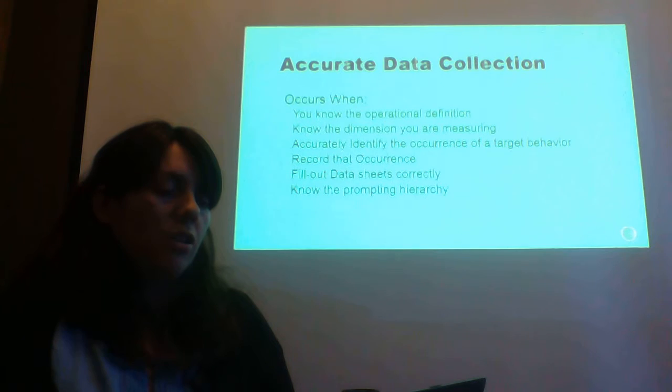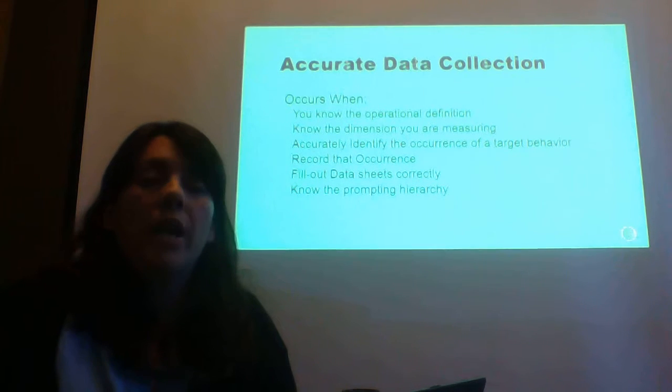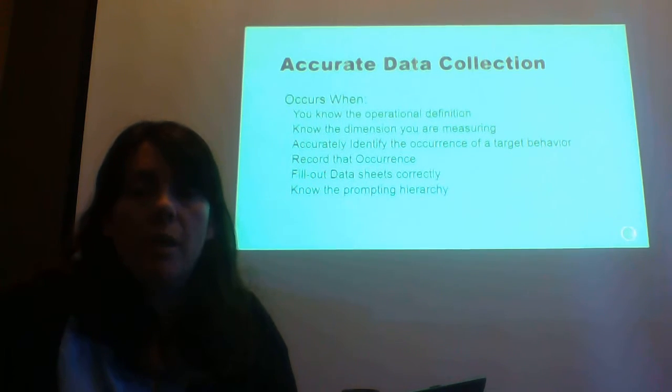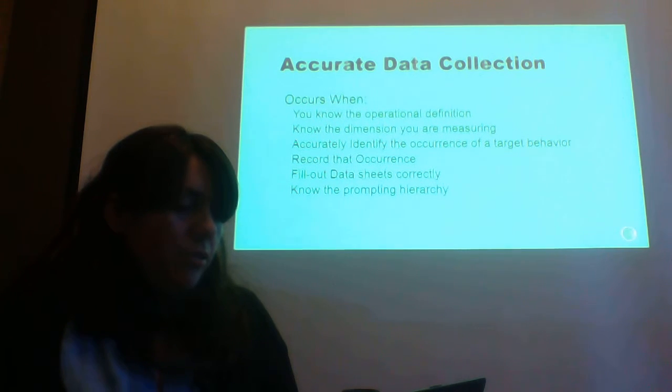Accurate data collection also occurs when you can actually identify the occurrence of a target behavior. That goes back to knowing the definition. Like when Amanda said, I don't know what hitting is. She said she didn't know if it counted hitting the table or hitting a person. And then you record the occurrence, and then you fill out data sheets correctly.